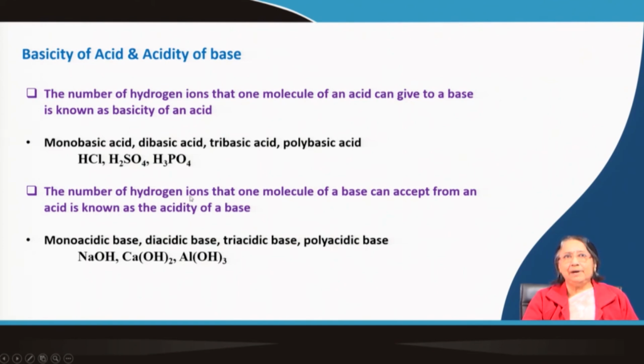Similarly, the number of hydrogen ions that one molecule of a base can accept from an acid is known as the acidity of a base. So, for example, NaOH is a monoacidic base, Ca(OH)2 is a diacidic base, and aluminum hydroxide is a triacidic base. So, here NaOH we can call a monoacidic base, but the others we can call polyacidic bases.